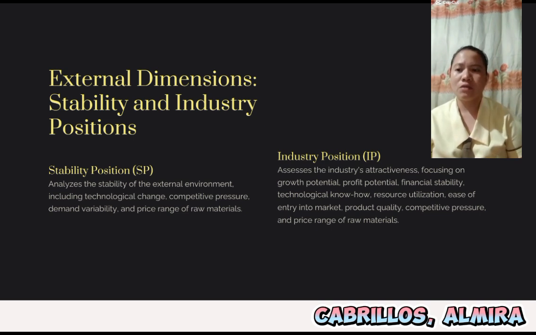The external dimension, stability and industry positions, refers to two critical aspects used to evaluate the environment in which a business operates. Stability position, or SP: analyze the stability of the external environment, including technological change, competitive pressure, demand variability, and price range of raw materials.